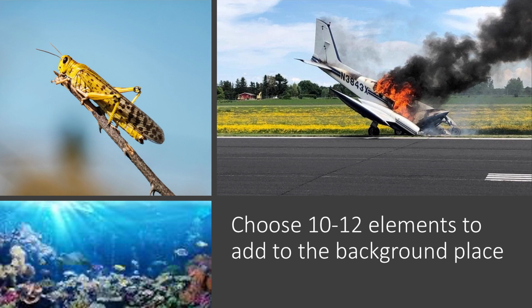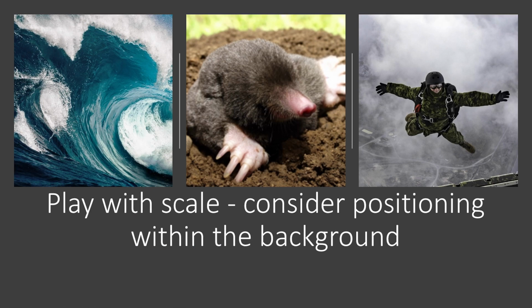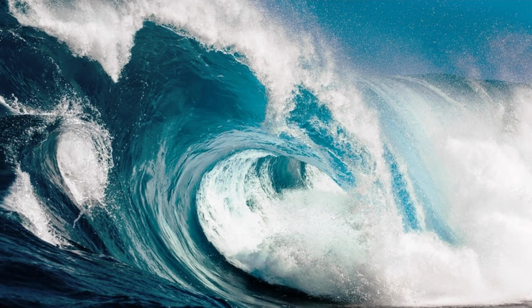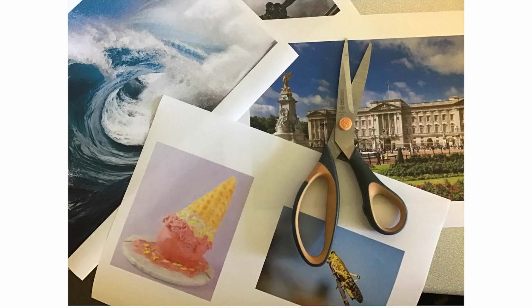So choose 10 to 12 elements to change your image up. Here I've got a crashing plane, a huge giant locust, or maybe an underwater scene. Again, other images to really juxtapose together. Play with scale, consider the positioning within the background. So I'm going to definitely choose this crashing wave. I want to make Buckingham Palace appear as if a tsunami has overtaken it.